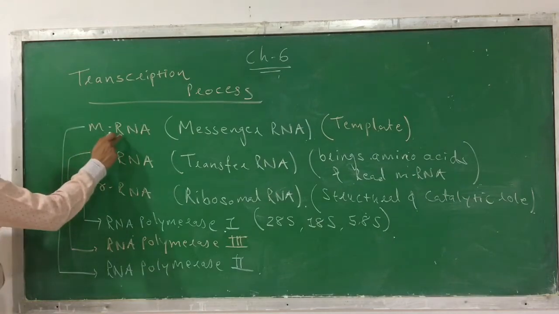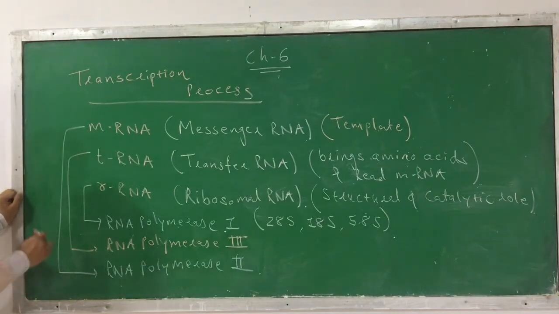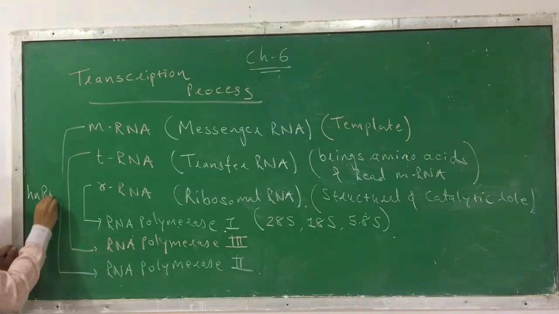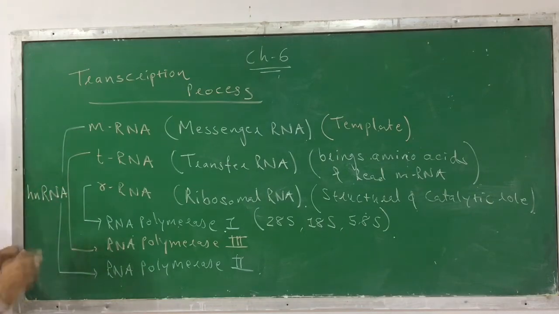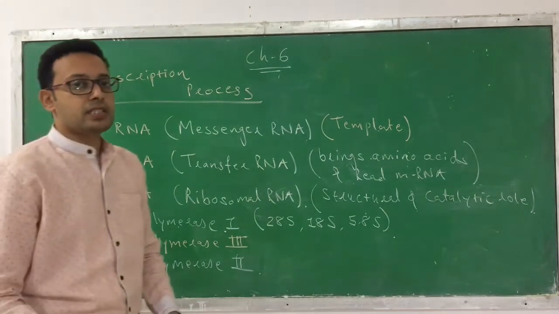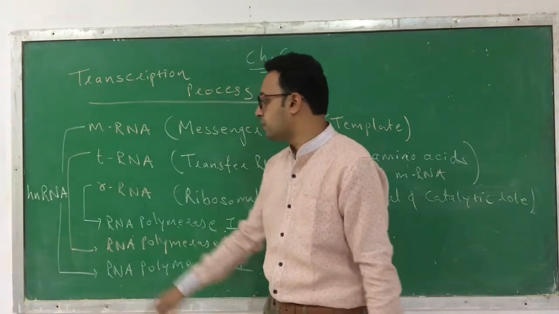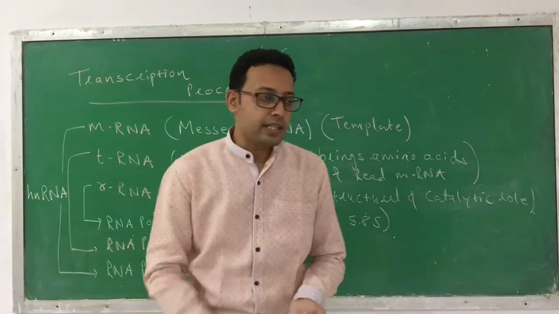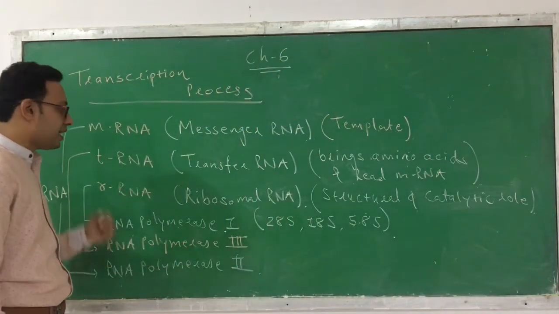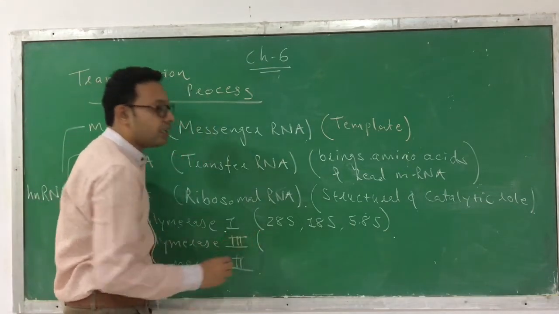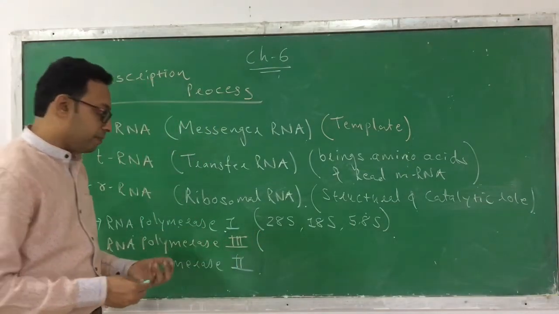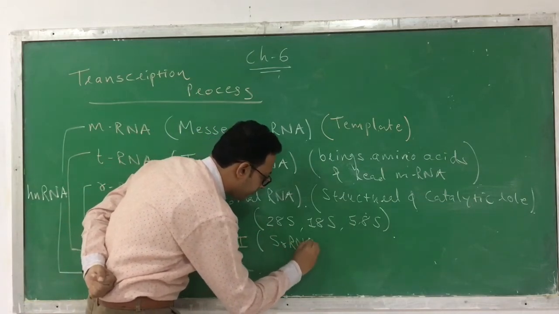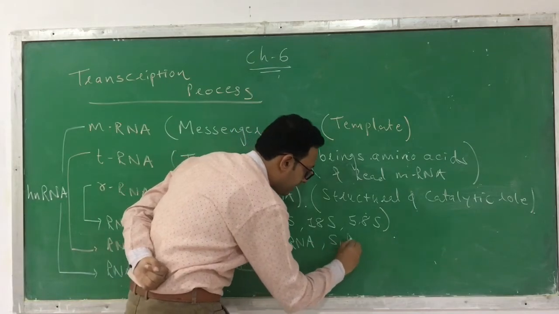But the mRNA is not directly synthesized. In between, one more RNA is synthesized, called hnRNA. hnRNA means heterogeneous nuclear RNA, which is synthesized and then processed to an mRNA. Similarly, RNA polymerase 3 synthesizes the tRNA, but it also synthesizes other types of RNA, for example srRNA and snRNA.